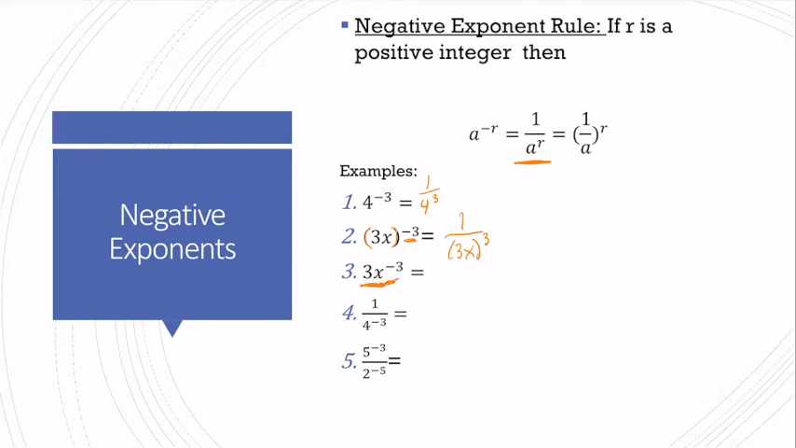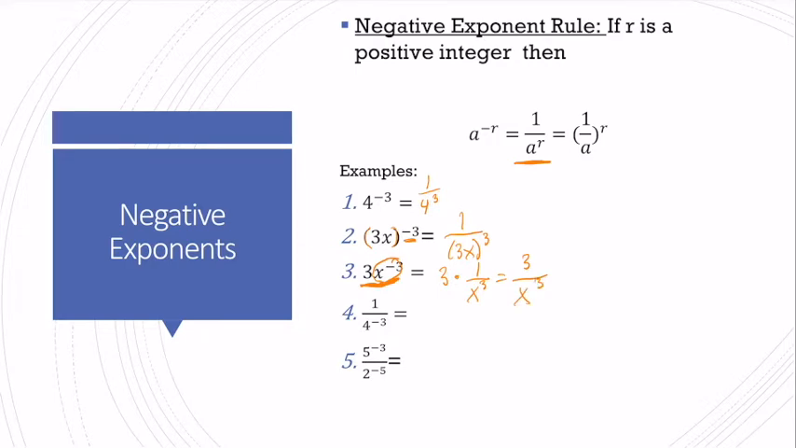If I just have 3x to the negative 3, it's important to know that that negative exponent is only attached to the x, right? There's no parentheses. So I've got 3 times 1 over x cubed, which simplifies to 3 over x cubed.